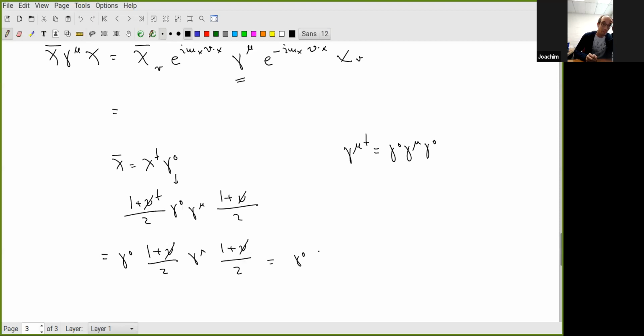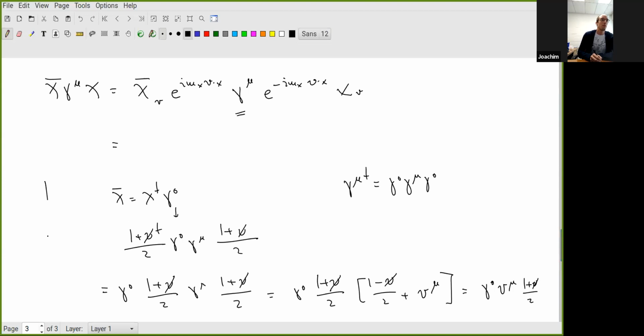So that gives gamma 0, 1 plus v slash over 2. Then one term is 1 minus v slash over 2. And then a term from the commutator, which is just v mu, if you calculate it. And then you see this 1 plus v slash, 1 minus v slash, that's 0. We saw this before. So all that remains is just gamma 0 v mu, and then this projector. And this projector again acts on this field, and it gives just 1 because this field has already a projector inside. Okay, so with this small calculation, we see that this is just chi bar v, v mu, chi v.